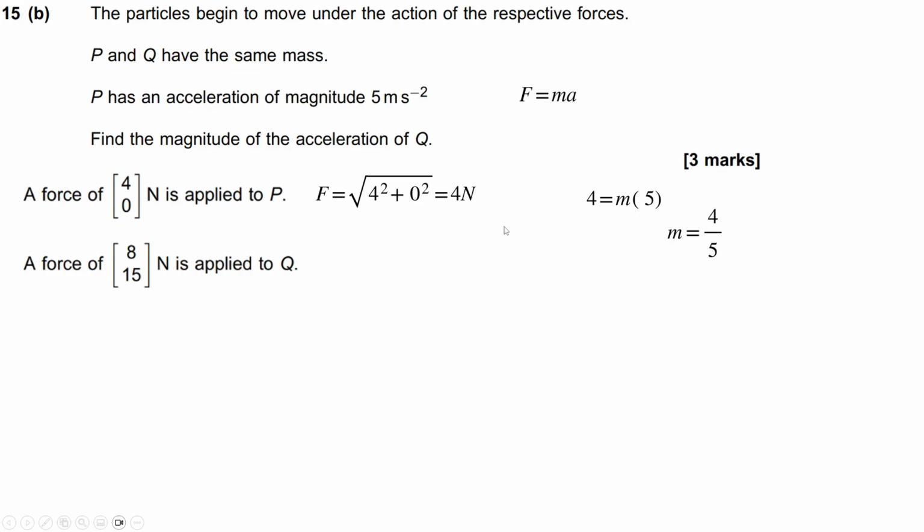They've got the same mass, so now we can use F equals ma again with 4/5 on this one. The force of this one is just going to be Pythagoras again, the square root of 8 squared plus 15 squared. That gives us 17. So 17 equals ma. Plug m into it, they've got the same mass, and then just rearrange for a to get this.